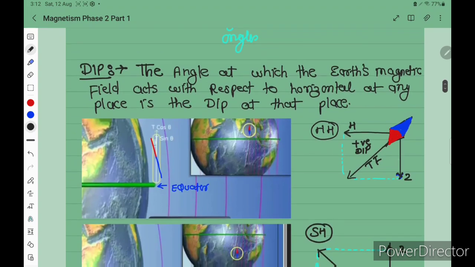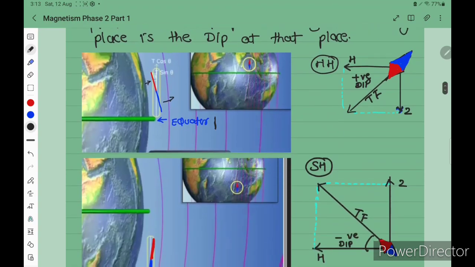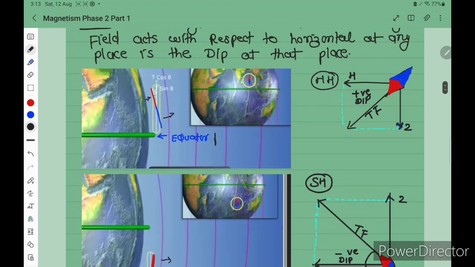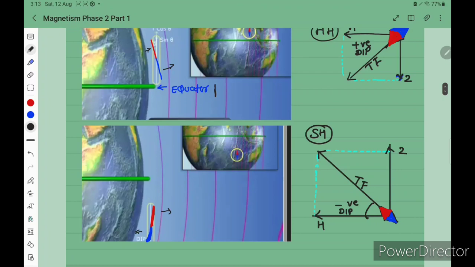Now what is dip? The angle at which the earth's magnetic field acts with respect to the horizontal at any place is the dip at that place. Okay, so if you keep a freely suspended magnet on the equator, it will be parallel like this. But if you move it towards the north, this red mark will go down. You can see this is going, so this means coming down, and this blue is going up. But if you go to the south side, the red one is coming up and the blue one is going down. So this is called dip, which is present in the magnetic compass, but during installation we can make a correction so that the needle always points to the center and will not deflect anymore.